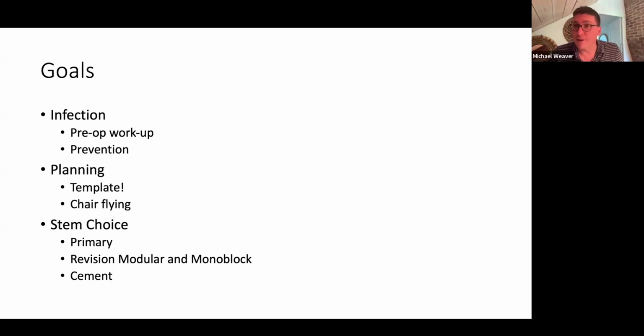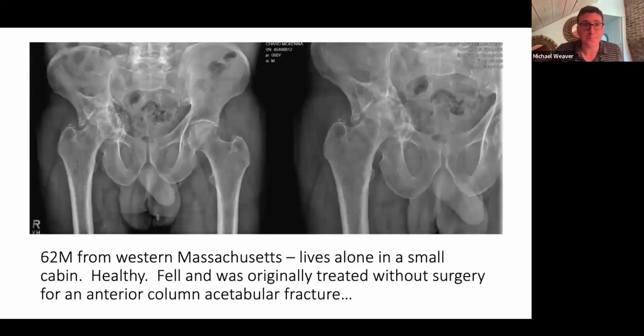You know, there's a lot of different options. You can use primary stems for a lot of these, and then revision modular or even revision monoblock stems, which I particularly like for a lot. And then the use of cement definitely has a role. So I'll give you a series of cases to kind of illustrate some of these topics.